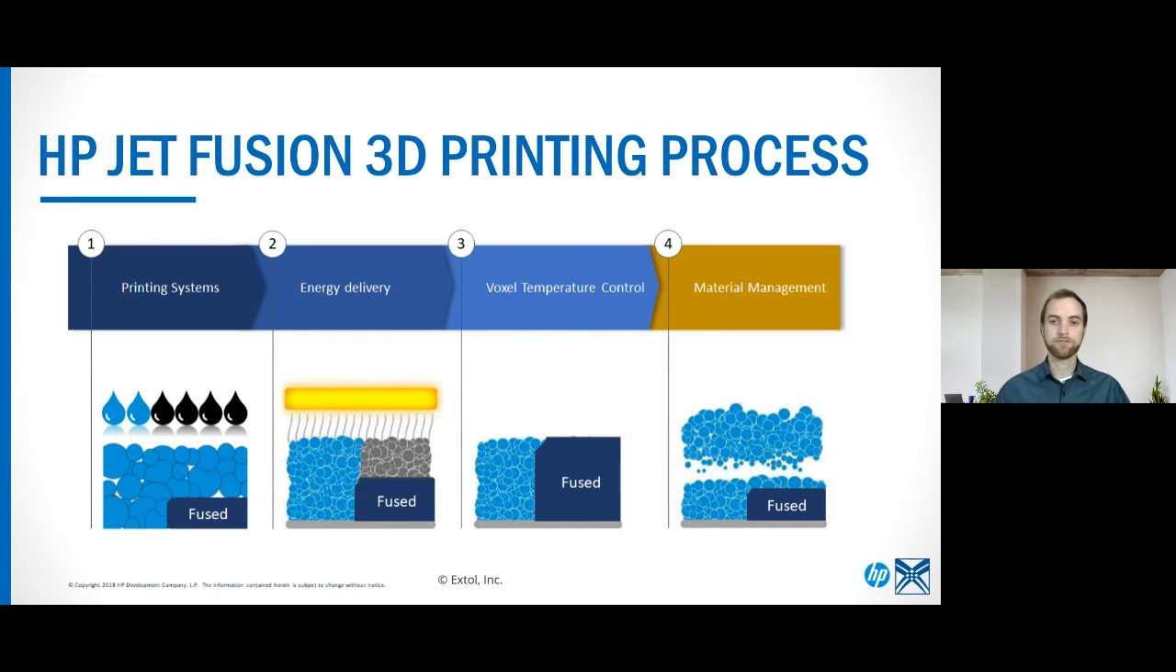HP has brought their multi-jet fusion technology. It's a relatively new technology within the last few years, and it brings new innovation to the additive space with production as the end game. The powder-based system utilizes agents to assist in the thermal process of IR energy fusing the parts together. The key benefits: consistent print times, part density, and durability, as well as it produces a thermoplastic part that can be joined with traditional welding technologies that Extol provides.